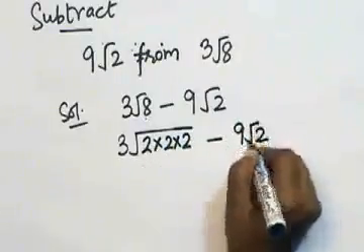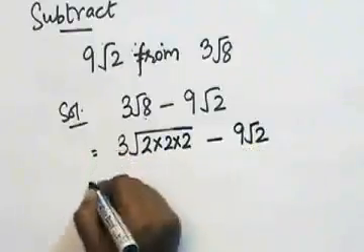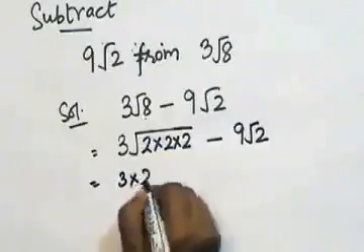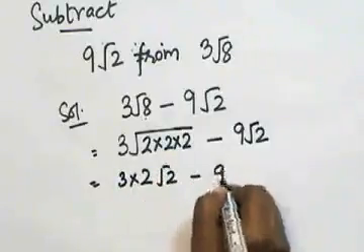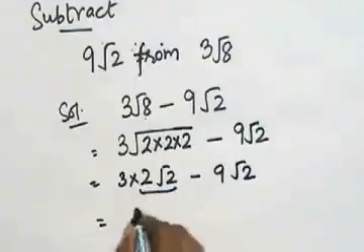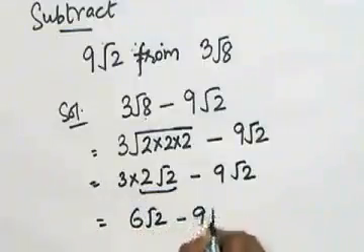This term stays as it is. One 2 can be taken out of the root. It becomes 2 root 2. Okay. Now it is 6 root 2 minus 9 root 2.